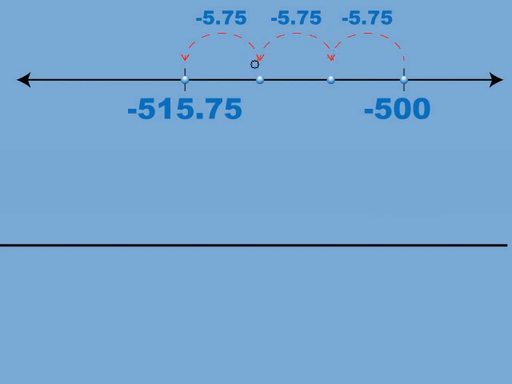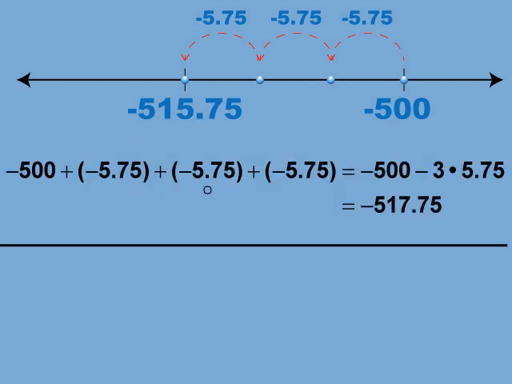With addition on a number line, the direction of the jump from one point to another is determined by the sign. 3 jumps that are increments of negative 5.75 results in negative 515.75. This is summarized by this addition expression. Let's look at another example.